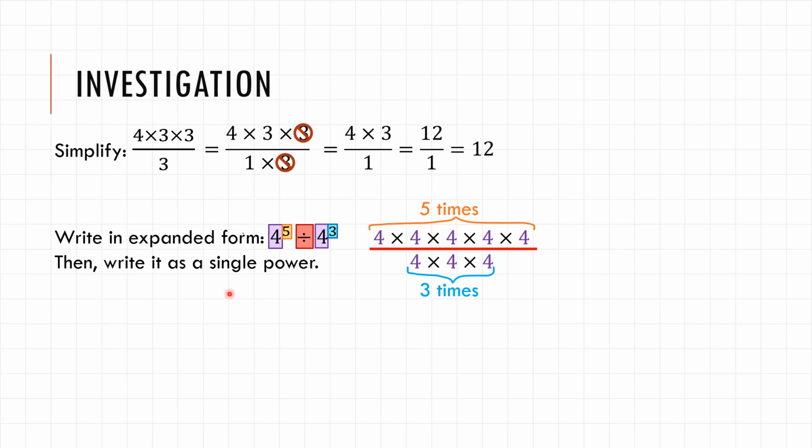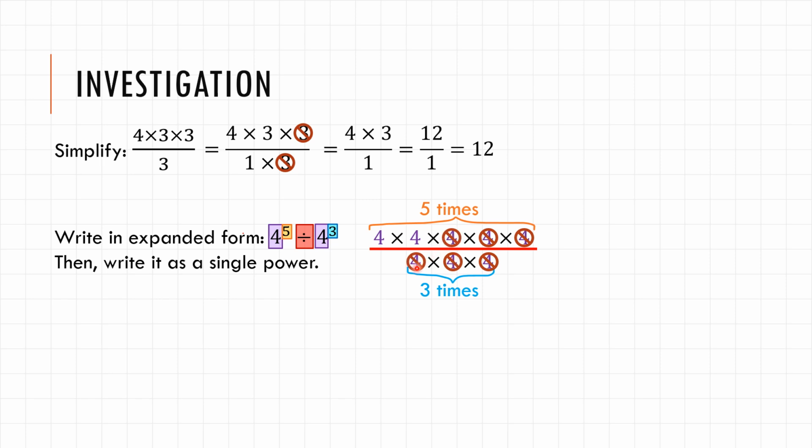To write this as a single power, notice that just like we did over here, because we were multiplying by 3 and then dividing by 3, we were able to cancel those out. We're going to do something similar here. I'm going to cancel out because I'm multiplying by 4 and dividing by 4. I can cancel those out. And in fact, I could do that again over here. These two will cancel out as well. And so will these two.